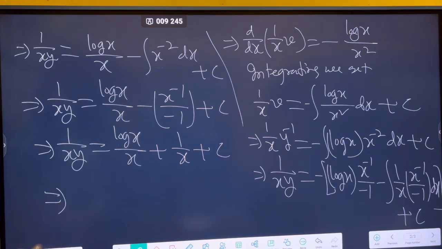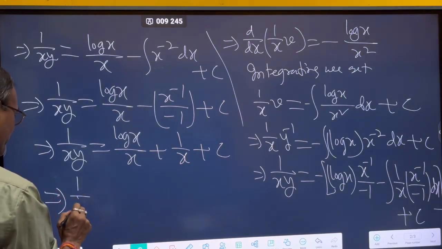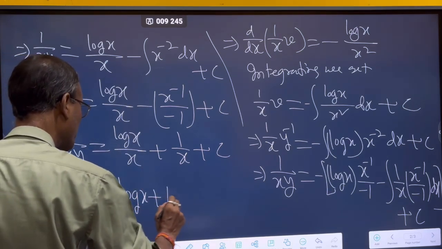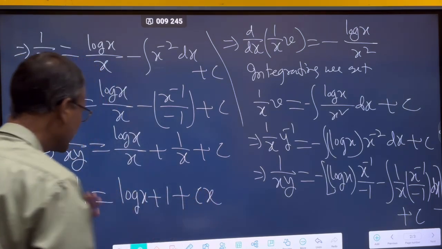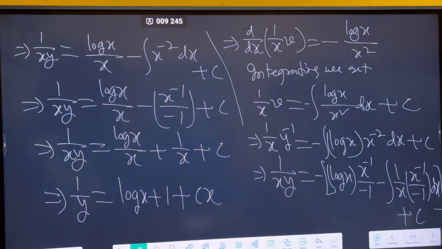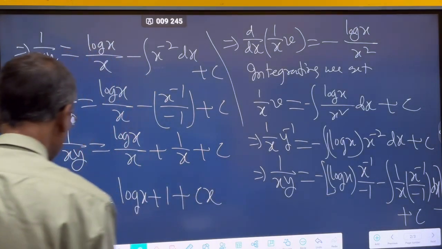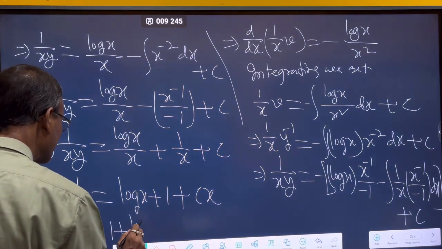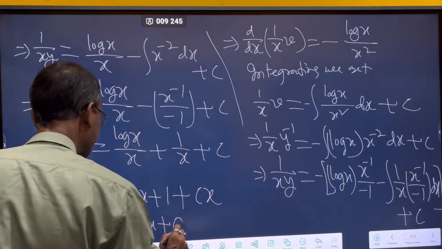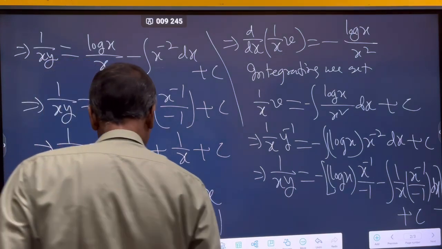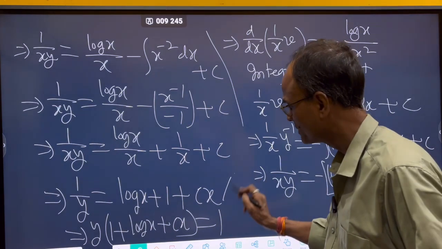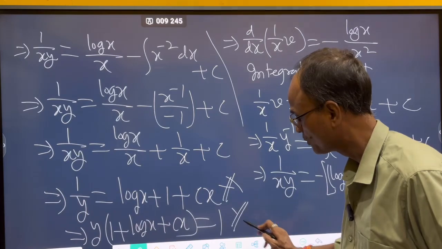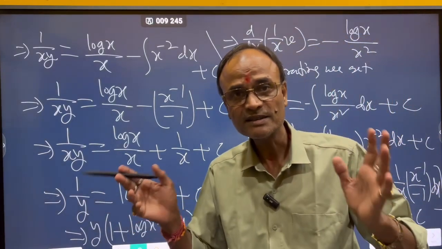This means 1 by y equal to log x plus 1 plus cx. You may write it like this: log x plus 1 plus cx. Or you may write it like this: y into 1 plus log x plus cx equal to 1. You may write the answer this way, or y into 1 plus log x plus cx equal to 1. Therefore, we have solved equation number 7.